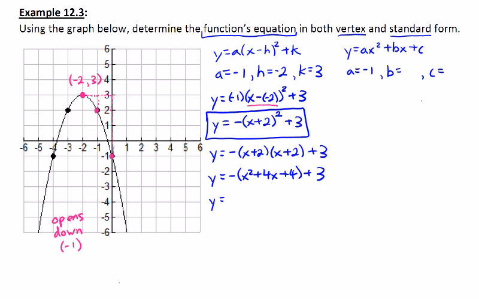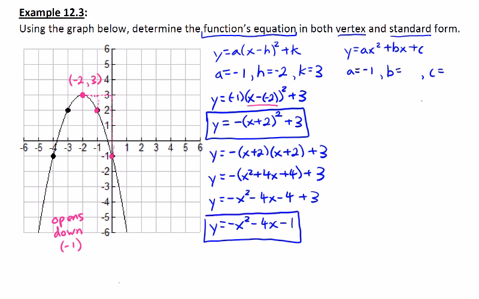Now I would write y equals negative x squared minus 4x minus 4 plus 3. And then finally y equals negative x squared minus 4x minus 1. And that gives me the standard form version of the exact same function. Same function, just 2 different ways of writing the equation. And it also shows that a is negative 1, b is negative 4, and then c would also be negative 1.